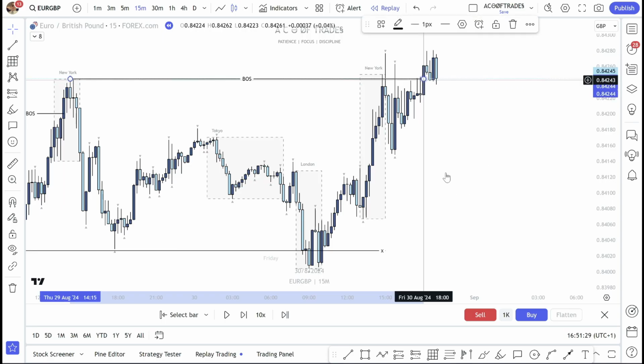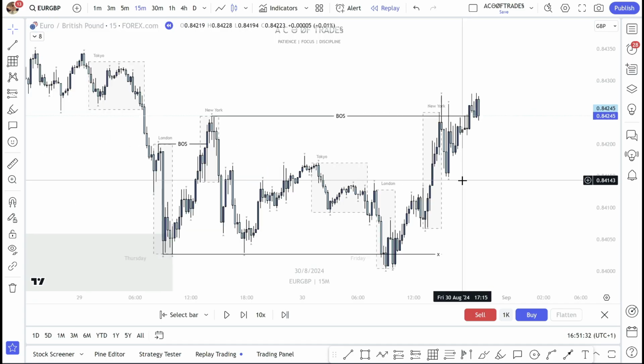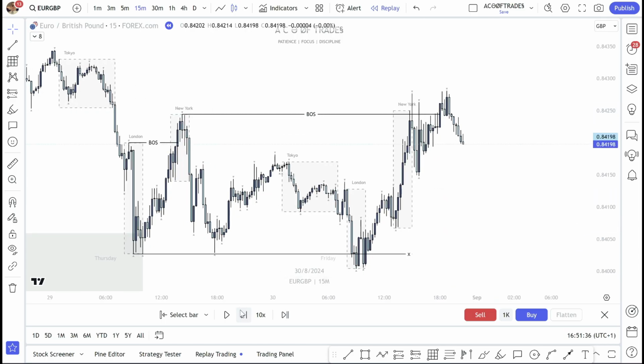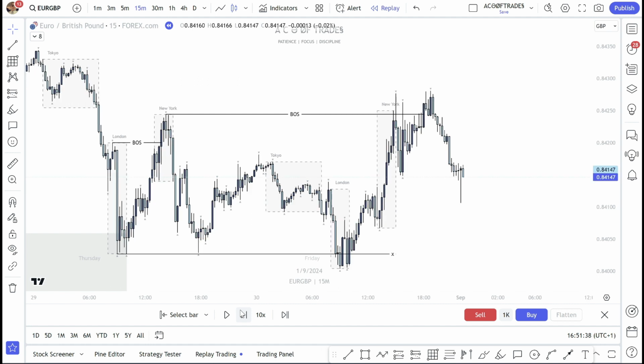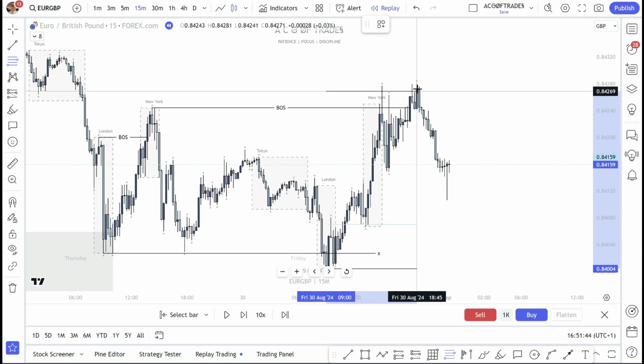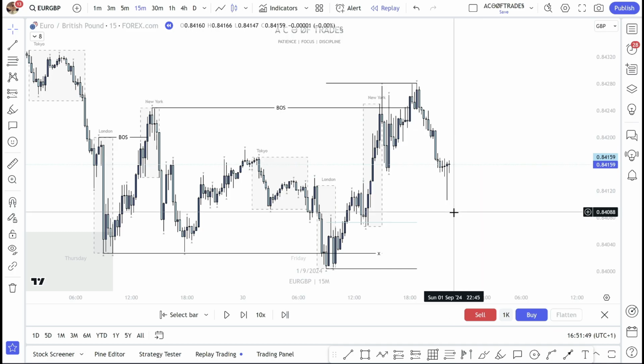This is where it broke structure. And now I'm thinking, okay, this is where I want to look to start entering the trades. Oh yeah, this is where I had my entry set up, from this low here up to this high, I think it was. Have a look.